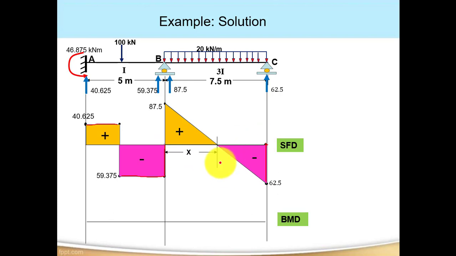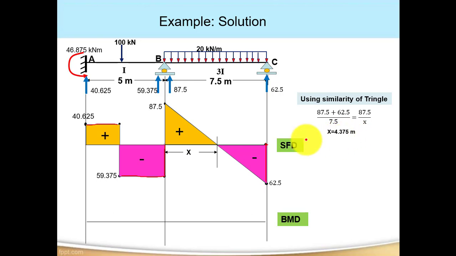Using similarity of triangles, we can calculate x. For example, if we take this big triangle, its height from 87.5 up to this, we can say 87.5 plus 62.5, which means this height, divided by its length, 7.5, equals the small triangle, which means 87.5 divided by x. We can calculate x as 4.375 meters.